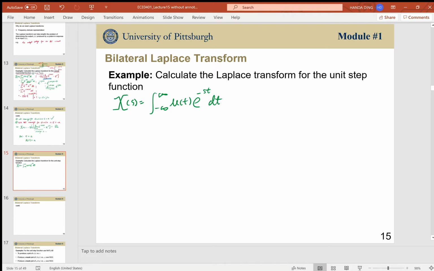Any volunteer? Any guess? Great job. So it's 1 over s. So let's do this step by step. The same thing, right? For the step function we only care about when t is bigger than 0. Actually it's a little bit simpler than the last example.